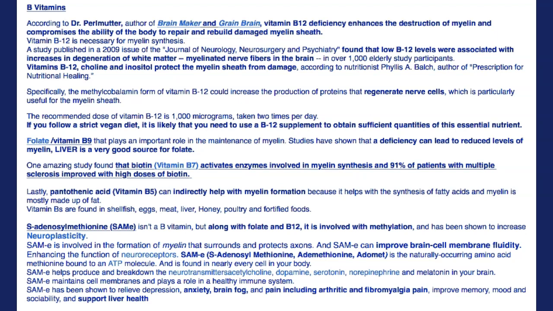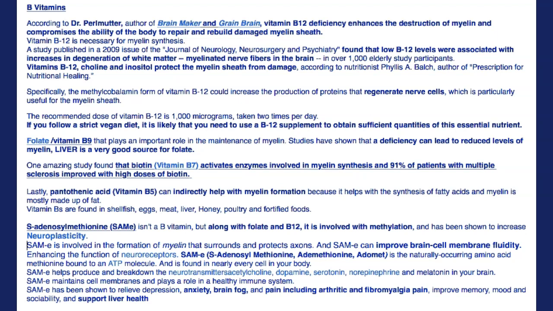The recommended dose of vitamin B12 is 1000 micrograms taken 2 times per day. If you follow a strict vegan diet, it is likely that you need to use a B12 supplement to obtain sufficient quantities of this essential nutrient.